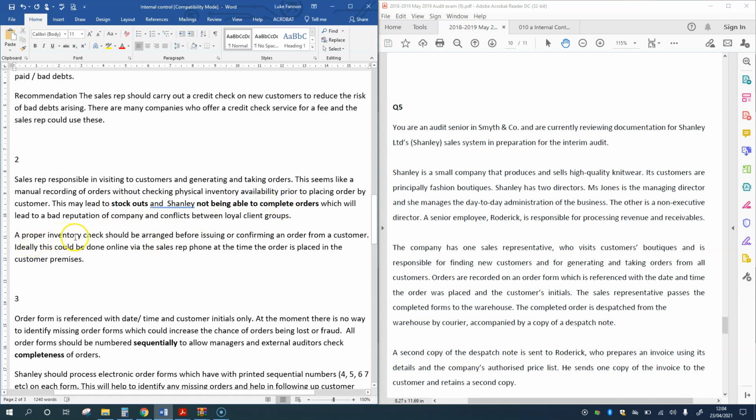And then an inventory check should be arranged. Ideally, could be done online via the sales rep's phone at the time the order is placed. So just once again, another line to give that extra small bit with it.